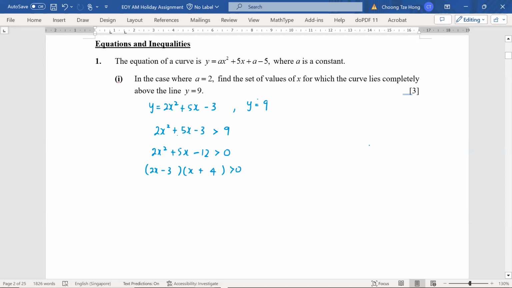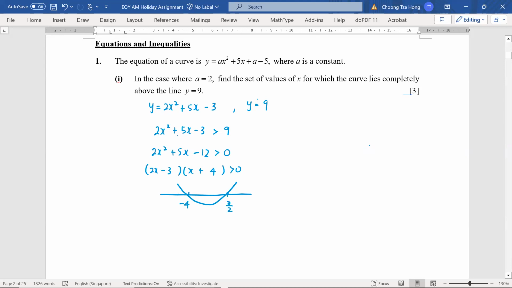Always remember that when you want to solve a quadratic inequality, you cannot simply write in the next step 2x minus 3 greater than 0, x plus 4 greater than 0, and then solve for both x. What you need to do is a rough sketch. This is a smiley face because the coefficient of x squared is positive. We mark out the two roots, which are minus 4 over here, as well as 3 over 2 over here.